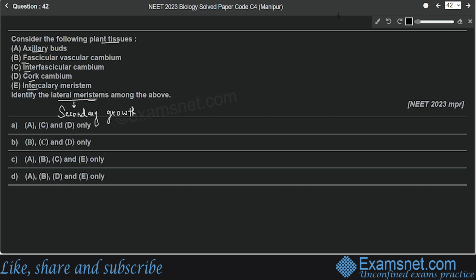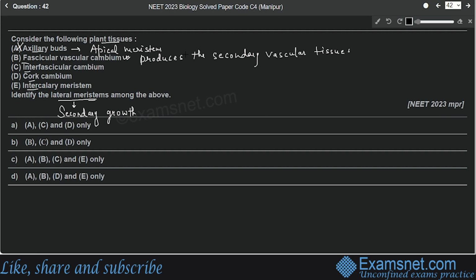Okay. Now the first type of tissues that are mentioned is axillary buds. So axillary buds are derived from the activity of apical meristems, not lateral meristems. Okay. So these are not among the lateral meristems. So this is incorrect. Now the second one is fascicular vascular cambium. So yes, this is a type of lateral meristem, and it produces the secondary vascular tissues.